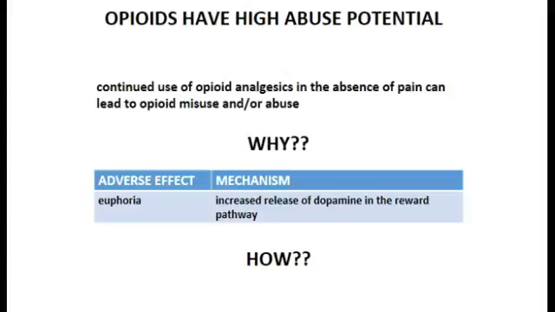And so, as wonderful as opioids are in terms of blocking pain, they become problematic because they have a high abuse potential. It's been shown, well documented, and recently publicized in the media, that continued use of opioid analgesics in the absence of pain can actually lead to opioid misuse and or abuse of these drugs. So how does this occur? Or rather, why does this occur? Well, really because we see an increased release of dopamine within the reward pathway.